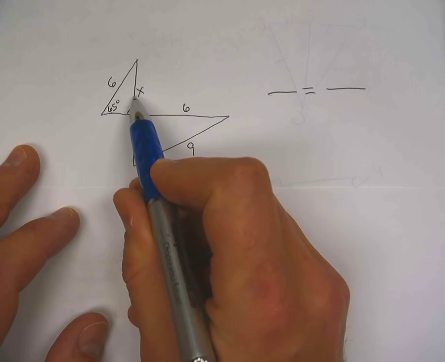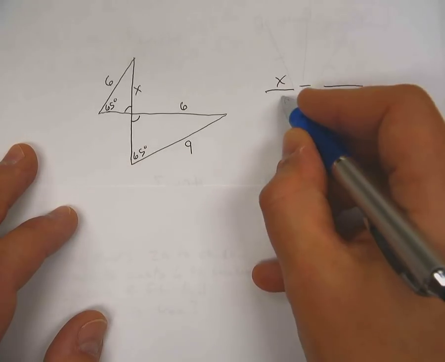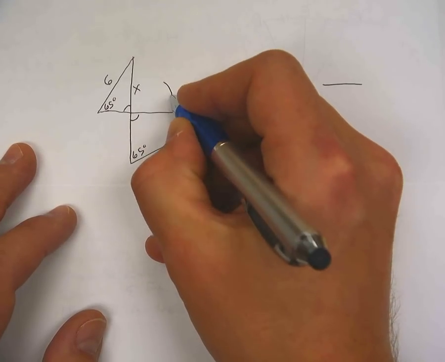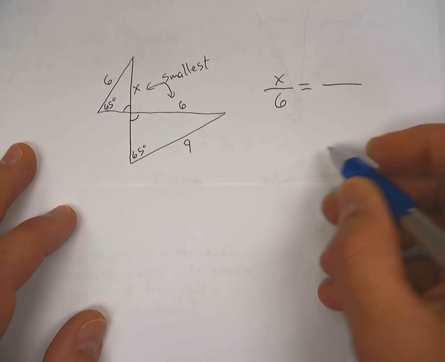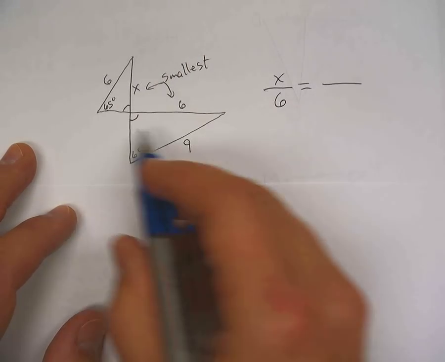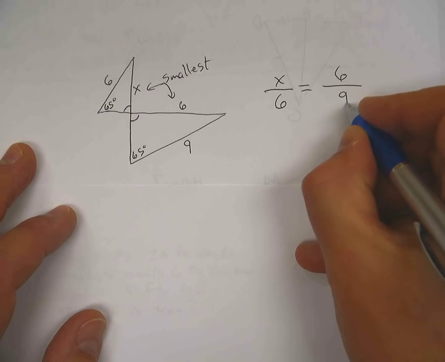I take the small side over here to the small side over here, which is 6. See, these are both the smallest sides. And then the biggest sides have to be compared. So I'm going left to right. So I'm going to keep going left to right. So this becomes 6 over 9.